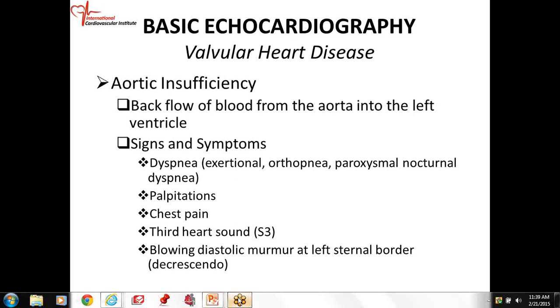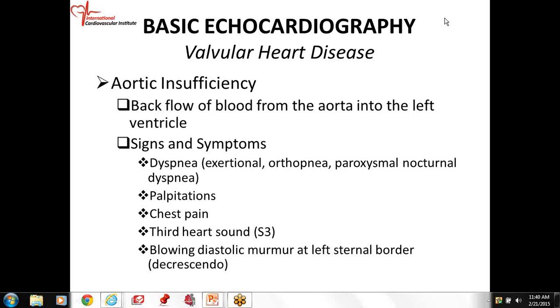All right. So we're going to start back, guys, and we're going to do valvular insufficiency. So when we have aortic insufficiency, there's a backflow of blood from the aorta across the aortic valve into the left ventricular cavity.